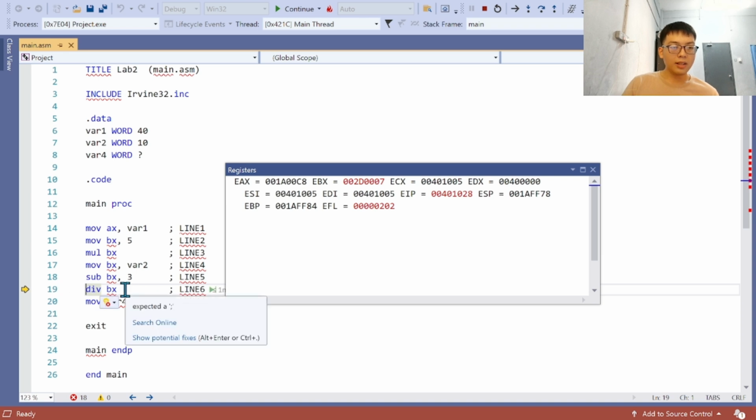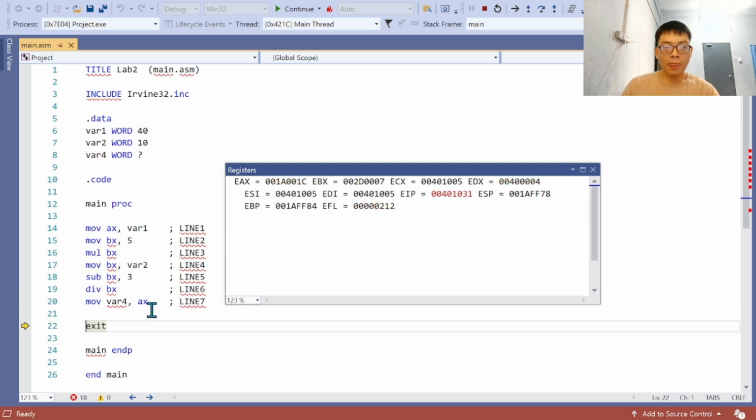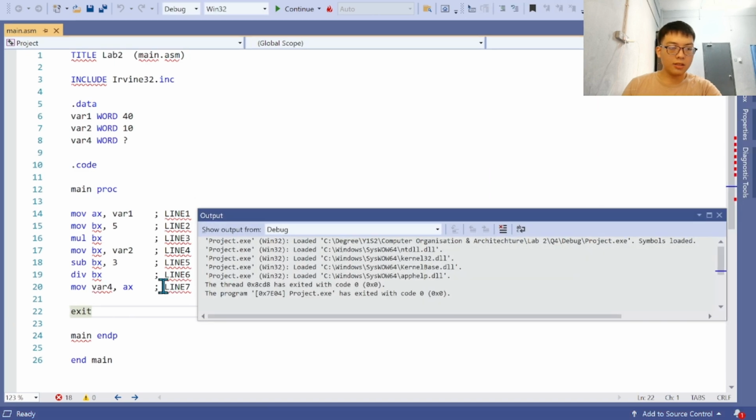And this line divides the AX by BX. After execute this line, the AX becomes 1C, and the remainder is stored into DX, 0004. And this line moves the AX into var4. And also, this var4 is a variable, not a register, so we cannot see the change. And that's all for question 4.